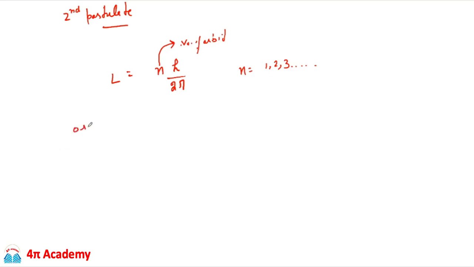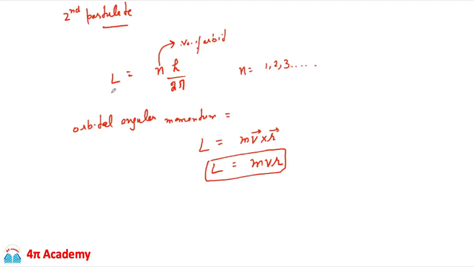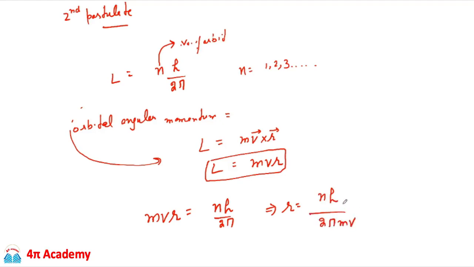And second, the orbital angular momentum: we know that when a body is revolving in a circular motion, the orbital angular momentum is represented as L, that is the linear momentum multiplied by the radial distance. So we can generally write it as mv into r. And when we equate these two equations, we get mvr equal to nh over 2 pi, and from that we can find the value of this radius, that is, in a particular orbital angular momentum, how much the radius of the electron will be. So that is this much. So let us say this is our second equation.